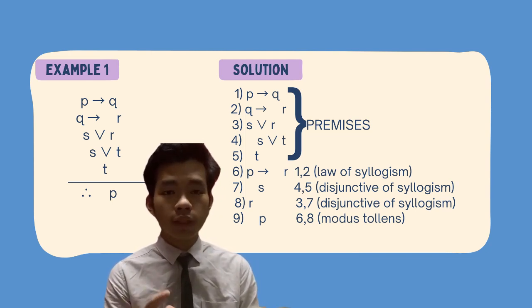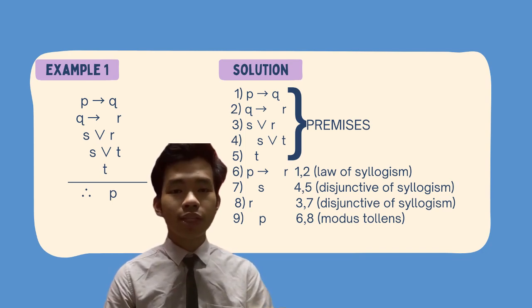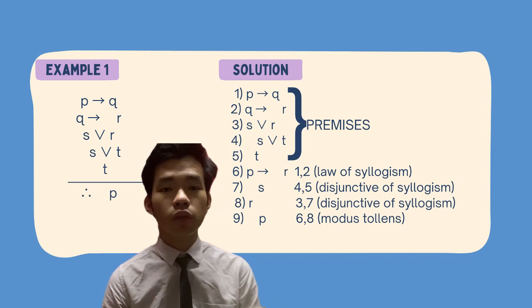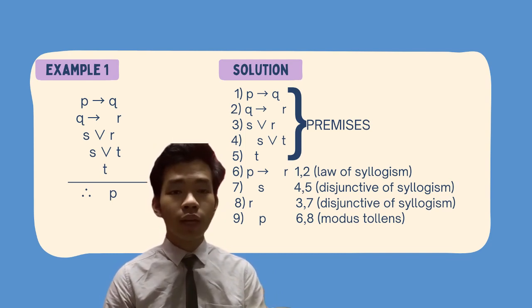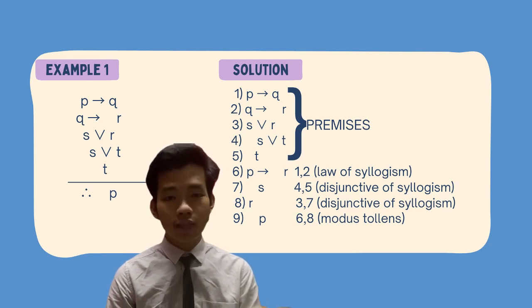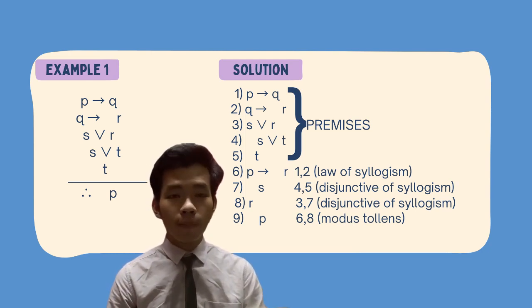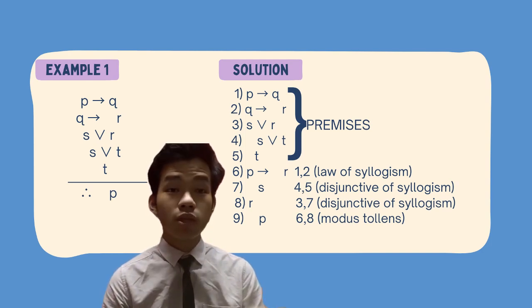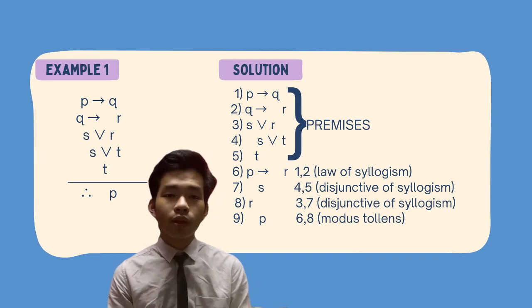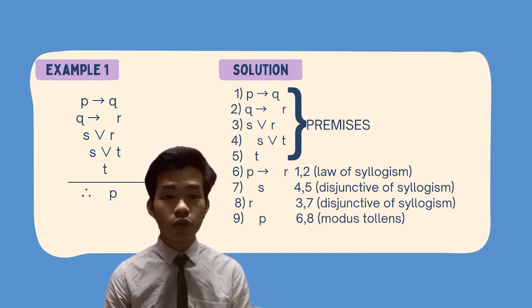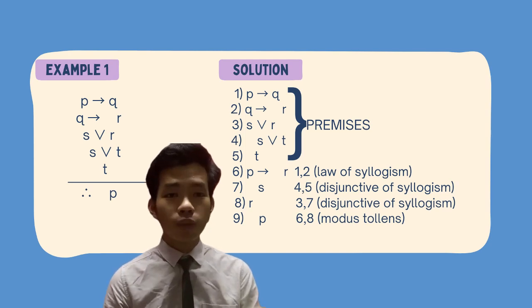After that, number 6, we get P implies negation R from 1 and 2 using law of syllogism. Number 7, we will get negation S from 4 and 5 using disjunctive syllogism. Number 8, we will get R from 3 and 7 using disjunctive syllogism. And lastly, we will get negation P from 6 and 8 using modus tollens. So, this argument is valid.